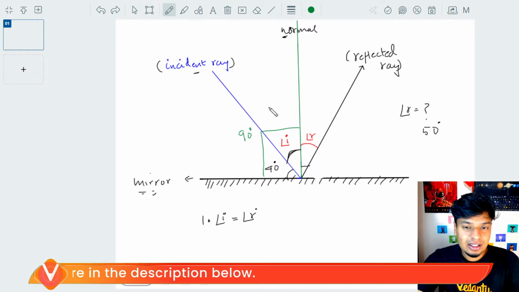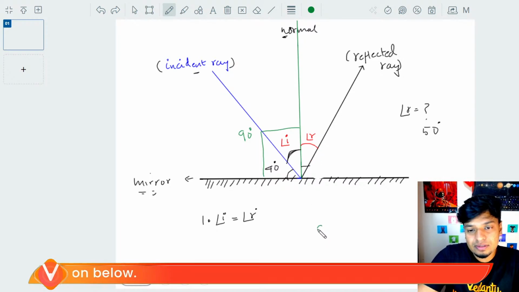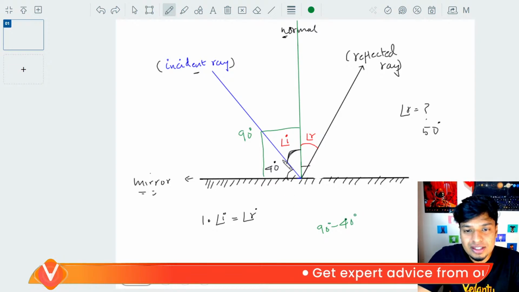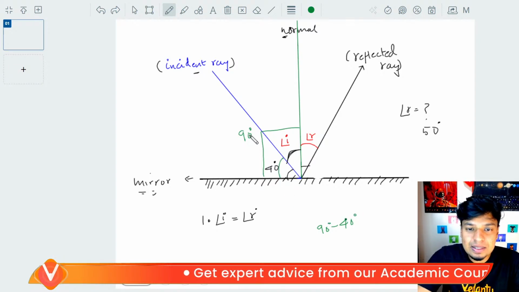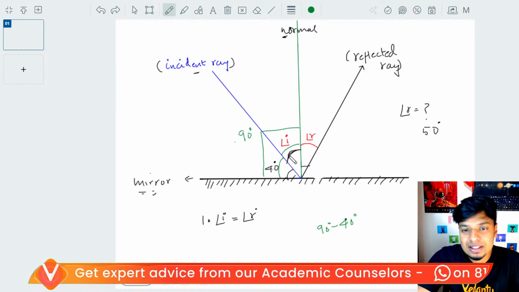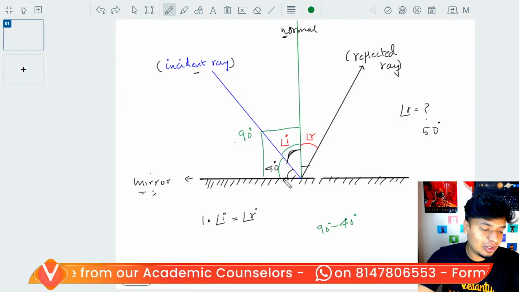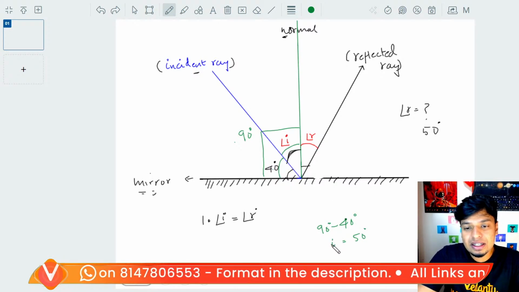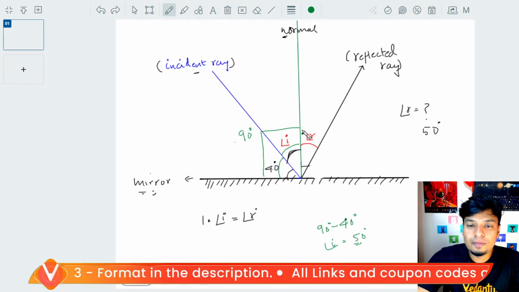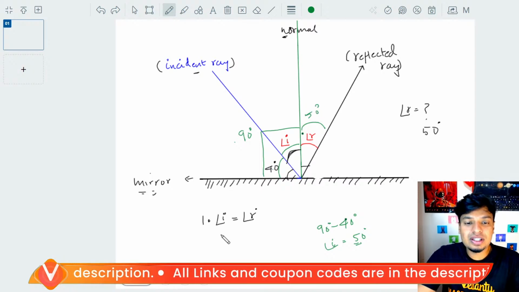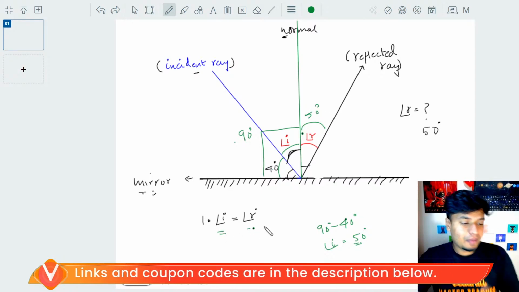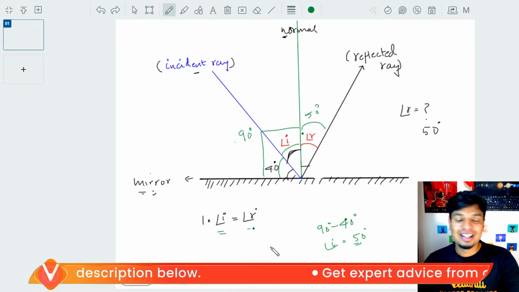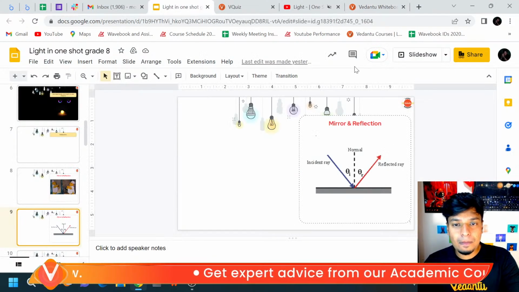Entire angle is 90. So, entire angle is 90 minus the angle given to us, which is 40. This is given to us. So, this minus this will give us this, right? So, 90 minus 40, how much? 50, no. So, if angle of incidence is equal to 50, angle of reflection is also 50 because I is equal to R. The angle of incidence is equal to angle of reflection. Understood? Very simple, right? Great. Let's go forward. Back to the slides.